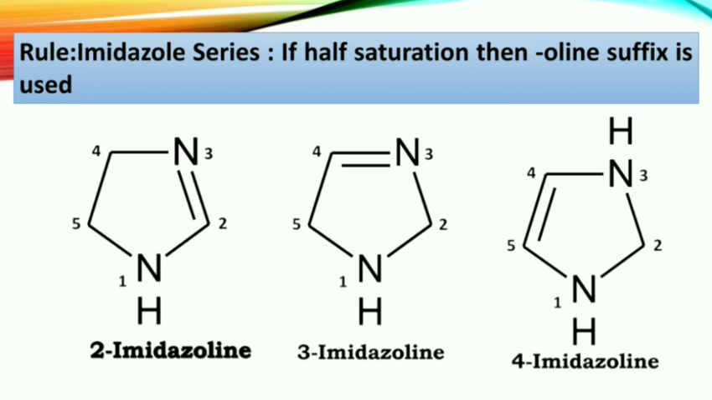So here is the ring structure. Okay, you can see a similar structure. In this structure, if you consider this nitrogen as number 1, then 1, 2, 3, 4, 5. Remember where the saturation is present. The saturation is present on the second position, second and third, so you have to mention 2 in the name: 2-imidazoline.